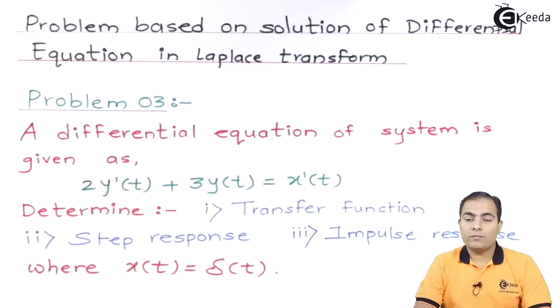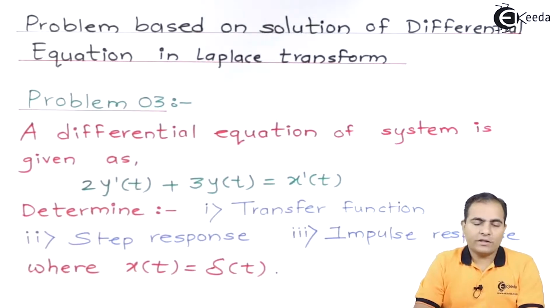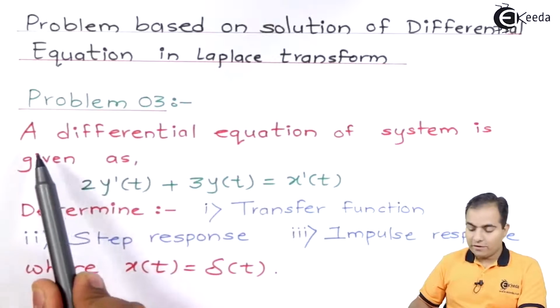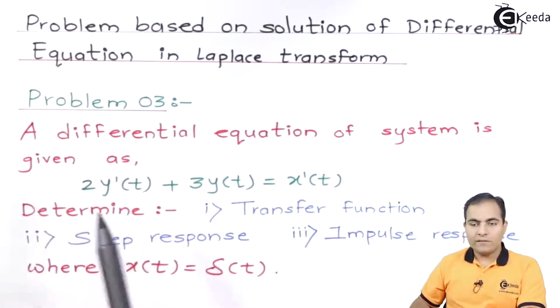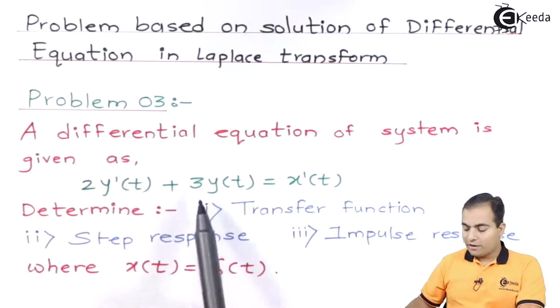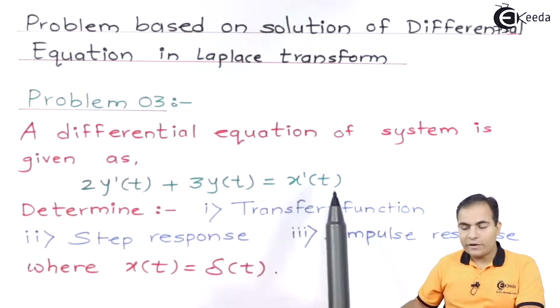First of all, the most important one is question number 3. So we'll see question number 3 first, and then we'll move on to the solution. So question number 3: a differential equation of a system is given as 2y dash of t plus 3y of t equal to x dash of t.